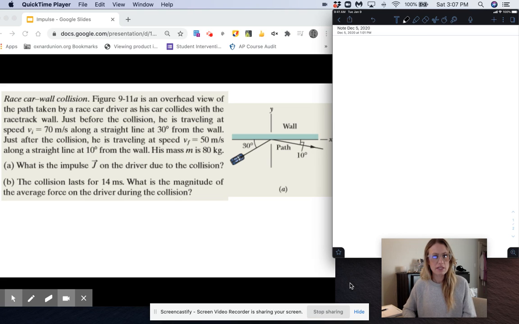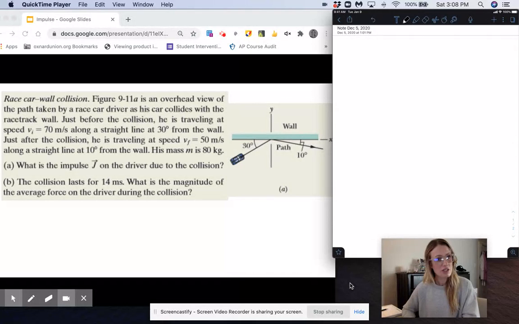All right, so this is the first example for impulse. This figure is an overhead view of the path taken by a race car driver as his car collides with the racetrack wall. Just before the collision, he is traveling at a speed v initial of 70 meters per second along a straight line at 30 degrees from the wall.